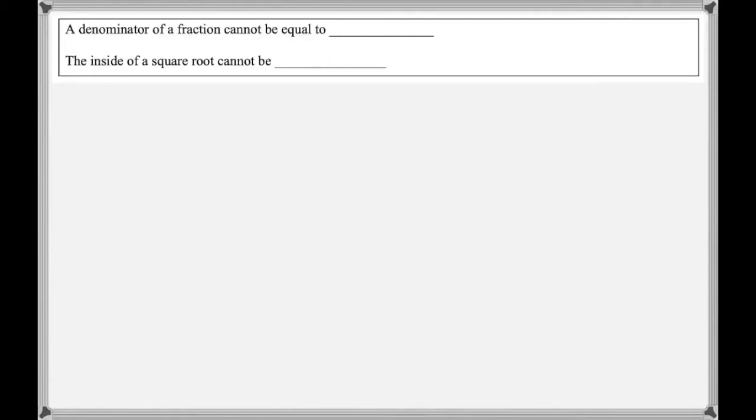These questions are asking us to find the domain of the function. And we need to know where the domain can't be to figure out where the domain can be. So it's easier to find the values that aren't allowed. So a denominator of a fraction cannot be equal to 0, and the inside of a square root cannot be negative.